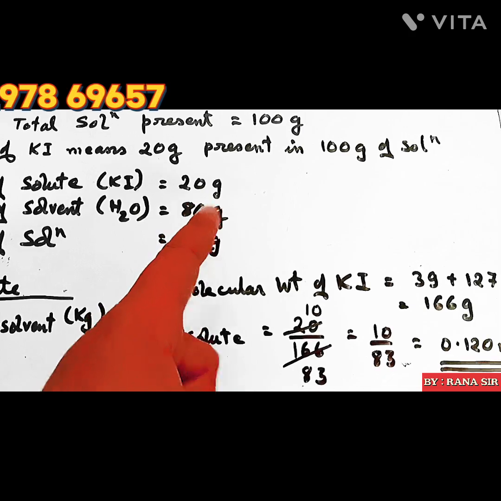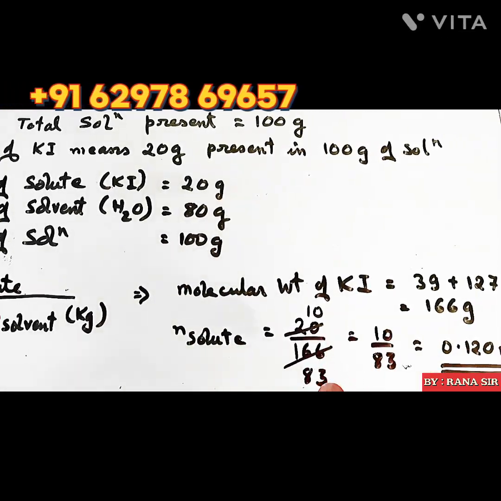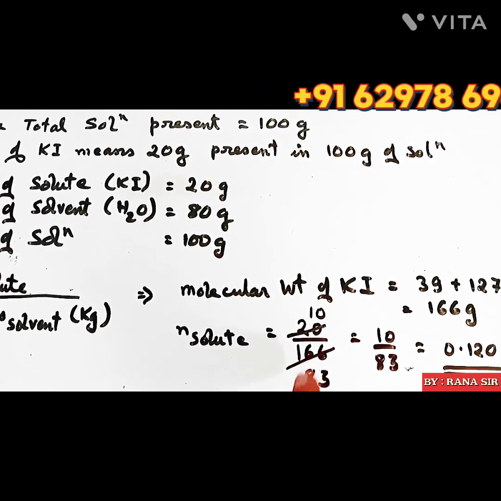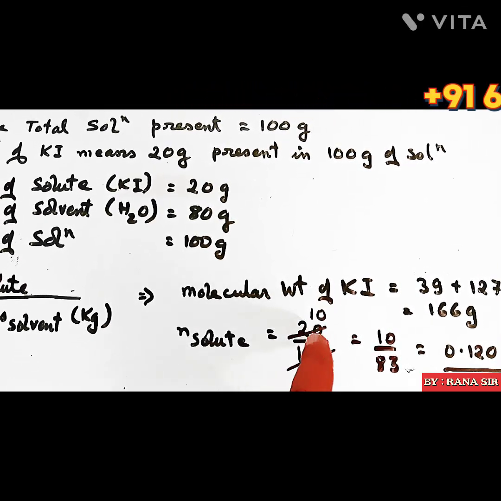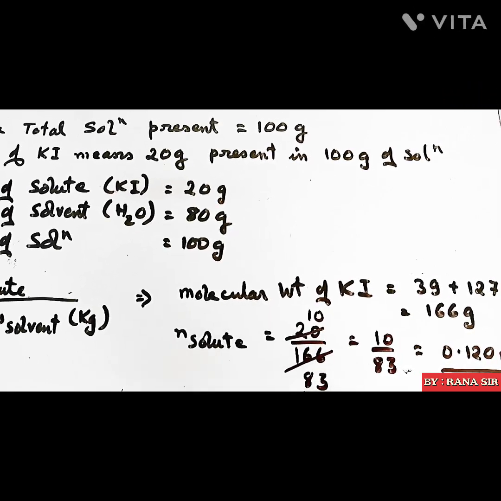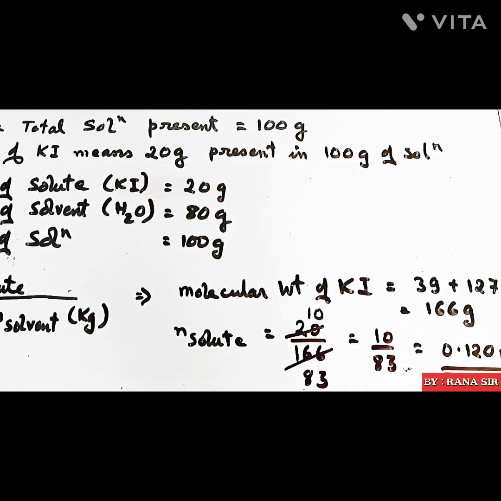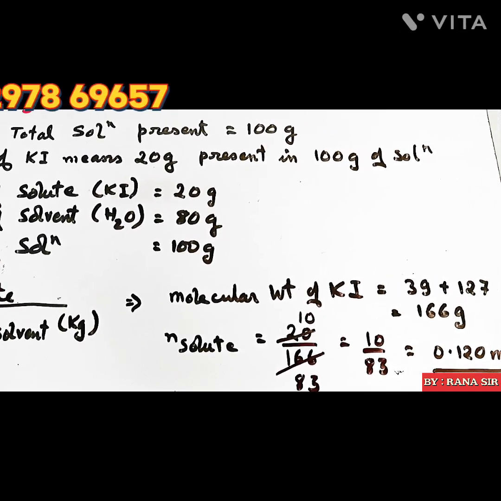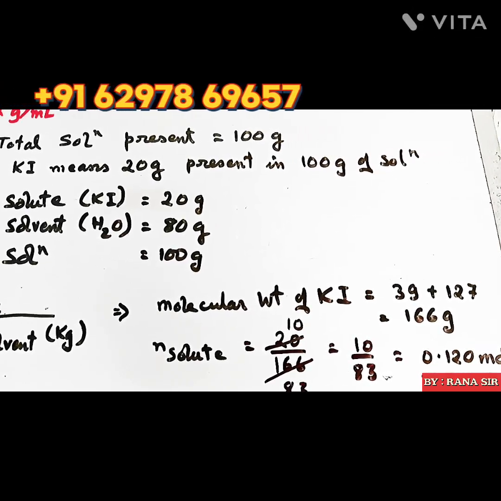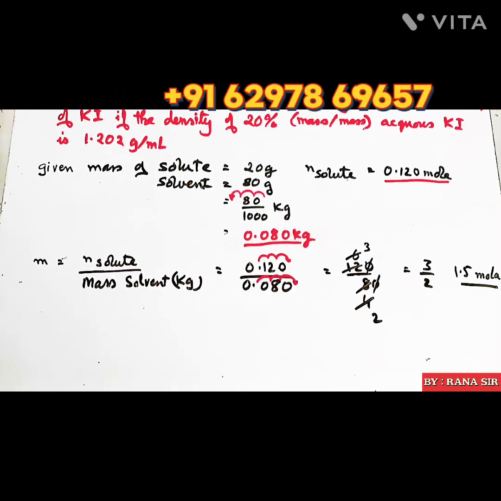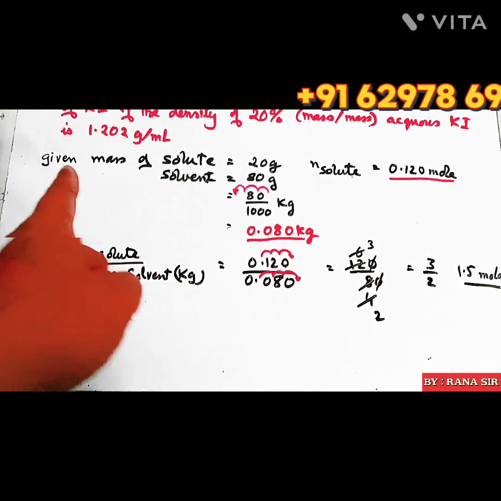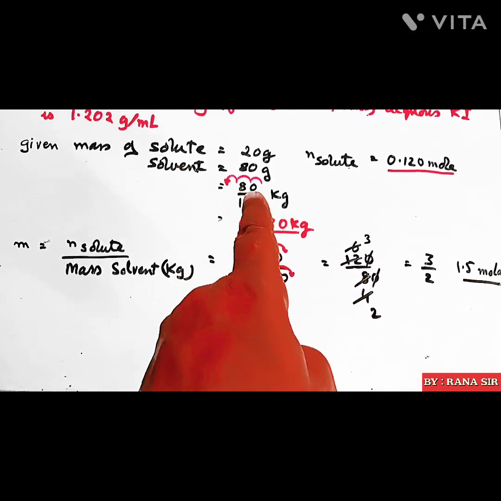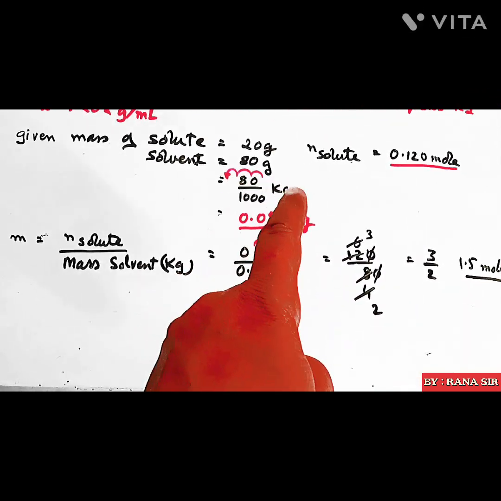So 20 gram is the given mass, molecular weight is 166. So we divide to get the number of moles of solute. So 20 by 166, we divide by 2: 2 8s are 16, 2 3s are 6, 2 1s are 2 and 0. So 10 by 83, which is 0.120 mole. So now we have the number of moles of solute, that is 0.120 mole. Okay. So summing up, mass of solute is 20 gram, solvent is 80 gram. 80 gram means 80 by 1000, 0.08 kilogram.